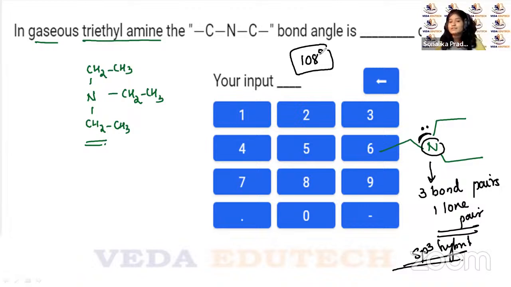Why 108 degrees, children? Because there is going to be repulsion, so the bond angle decreases. So what is going to be the answer, children? Your answer here is going to be 108 degrees. Yes. Okay.